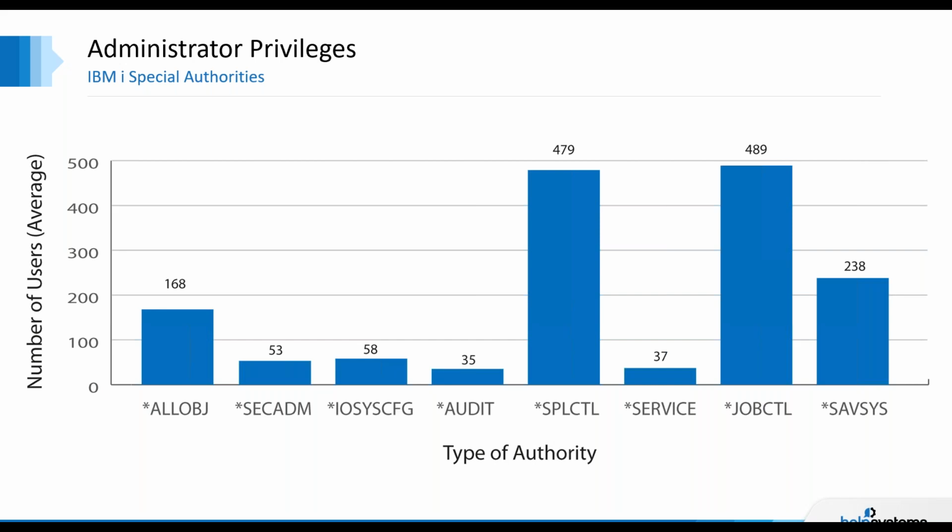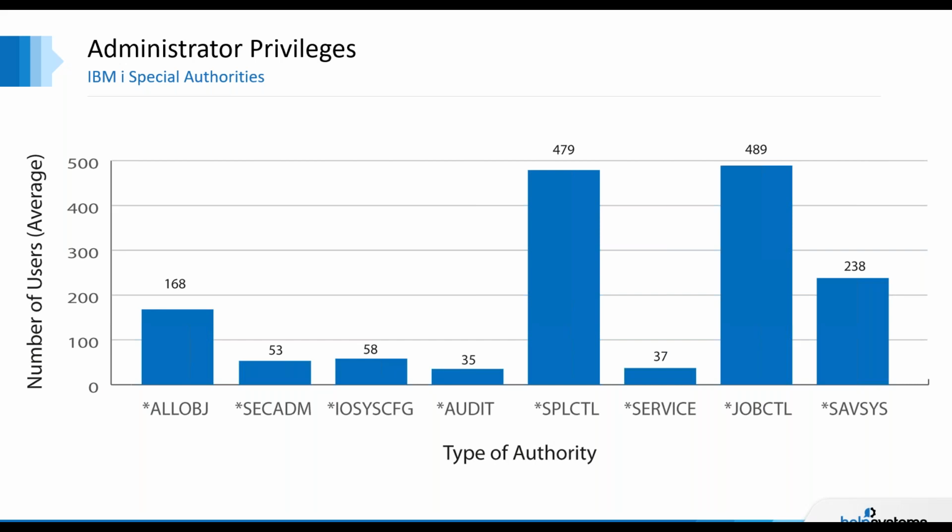As we move across the bars, spool control, job control, almost 500 apiece there. Now, if you're not familiar with the nuances of each of these privileges, that's okay. But what I want you to understand, if nothing else, is these are called special authorities because they're special. There's a reason they're given that title. And administrators often have justified reason for carrying these privileges, and end users really should not need any of them.